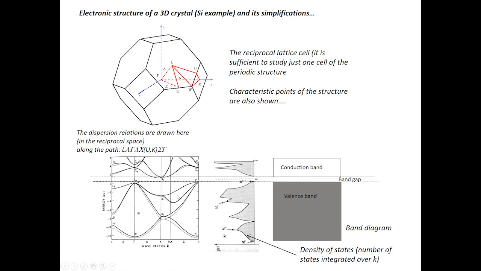This is your dispersion relation, and sometimes you find in literature density of states. That means this is the number of states integrated over K. So you have only energy here, and the number of states here, and the extreme simplification is the so-called band diagram, when you just say we have states here, here's the band gap, we have empty states here. So this is extremely simple, but still very useful. But this comes from this complicated picture, in fact.